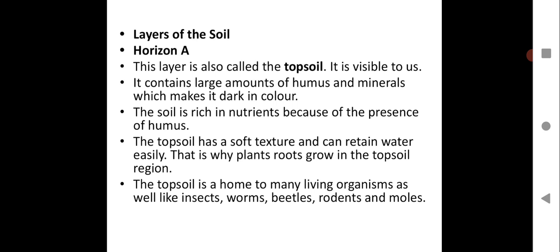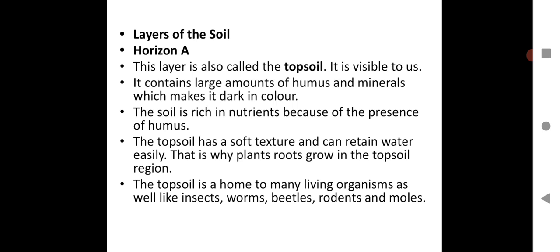So let us see horizon A. This layer is also called the topsoil because it is present on the top of the soil. It is visible to us. It contains a large amount of humus and minerals, which makes it dark in color. So it contains lots of organic matter, all dead and decaying matter lying on top of the soil, and that's why the color is always dark, and the soil is rich in nutrients because of the presence of humus. Humus is the organic matter and it adds nutrients to the soil. It makes the soil fertile actually.